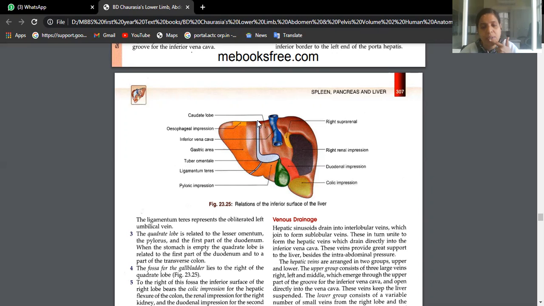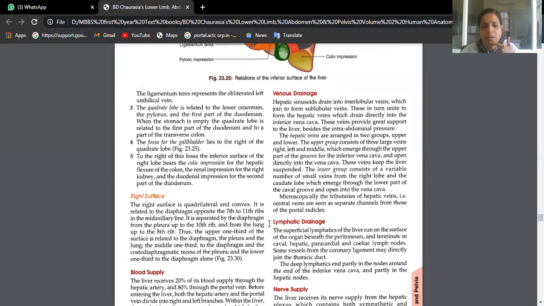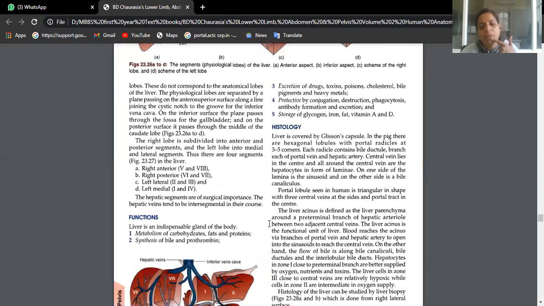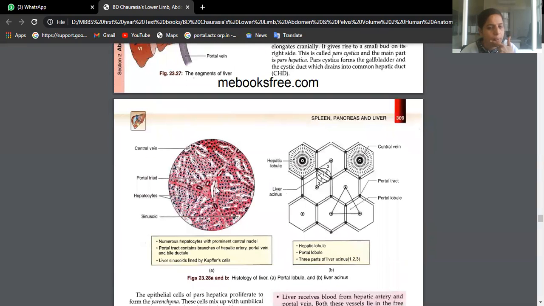Then the other structures you see on the visceral surface are ligamentum venosum and porta hepatis, where we have portal vein, bile duct, and hepatic artery. Then we have two lobes: this is the quadrate lobe and this is the caudate lobe. And this is our inferior vena cava. So all these impressions you see on the visceral surface. Apart from that, now he is asking histology.